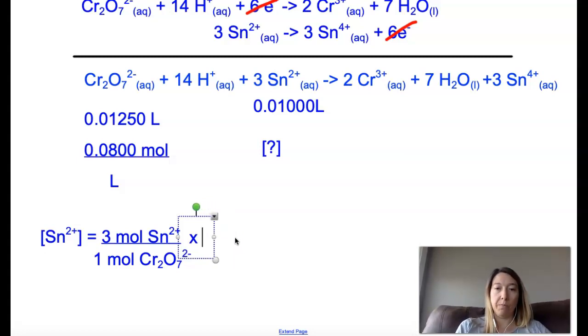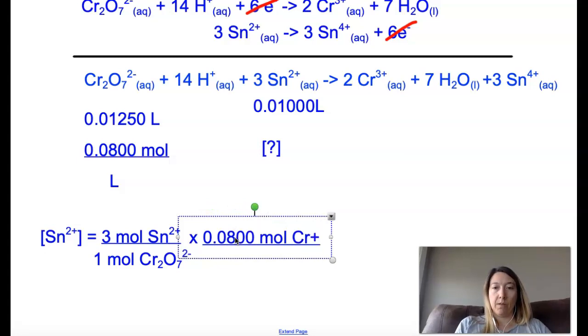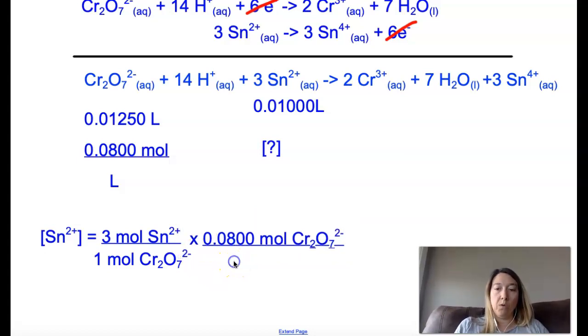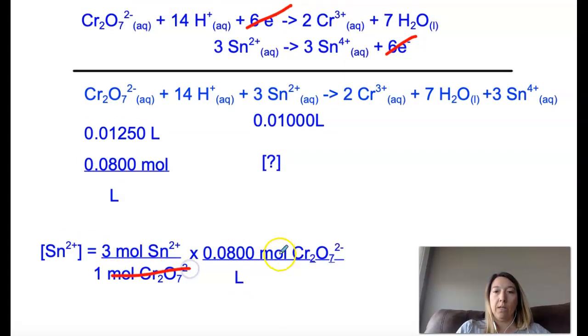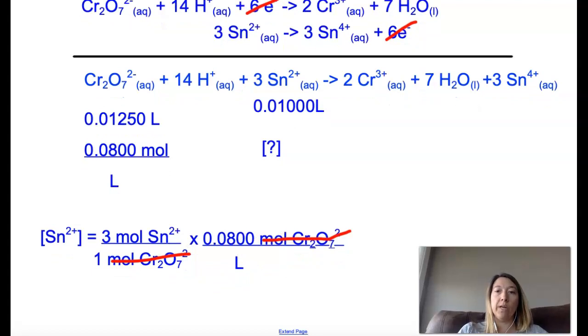Oh, I'm in superscript mode, and I meant to do underline. Having difficulties. Here we go. And that's going to be over liters. Okay, so now we can eliminate that unit moles of dichromate. These are the liters of dichromate. We need to get rid of that.